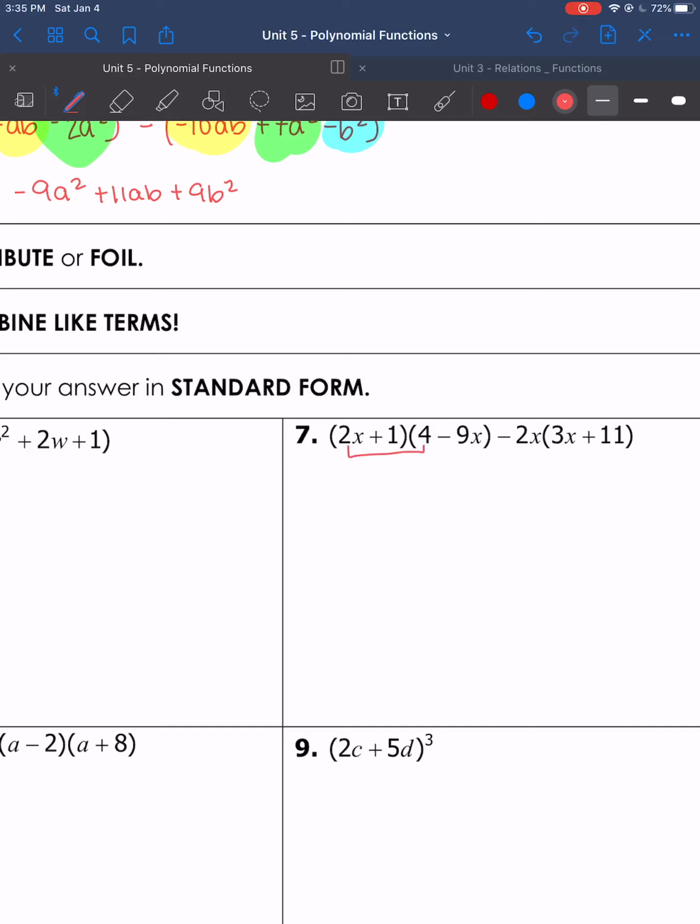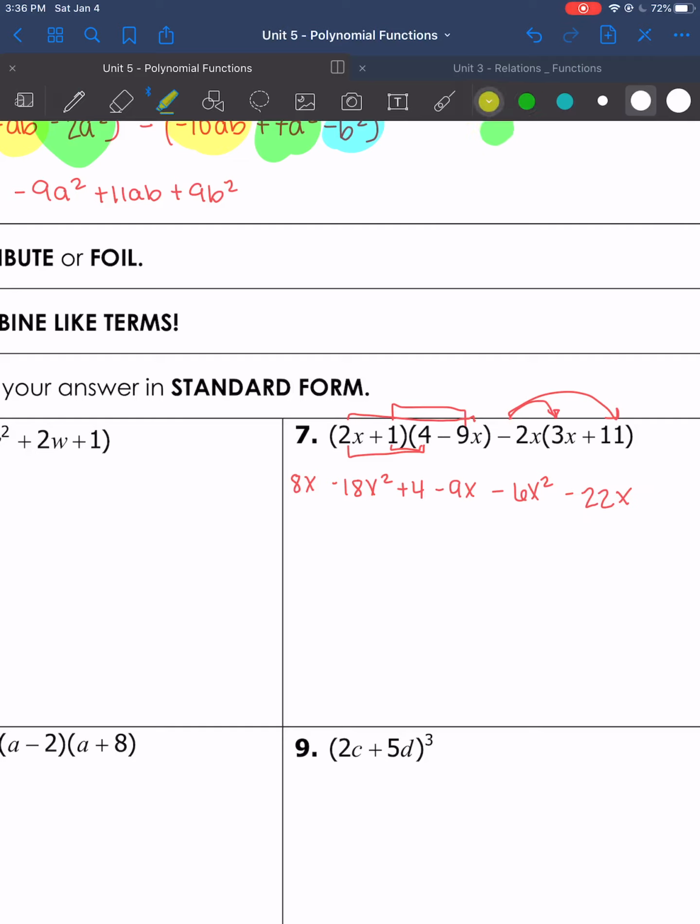2x times 4 gives me 8x. 2x times negative 9x gives me negative 18x squared. 4 times 1 gives me positive 4. 1 times negative 9 gives me negative 9x. So that's what you do when you FOIL. We'll combine all the terms in a minute. And then we're going to distribute the negative 2x to the negative 3x and get negative 6x squared. And then negative 2x to the positive 11 gives me negative 22x.